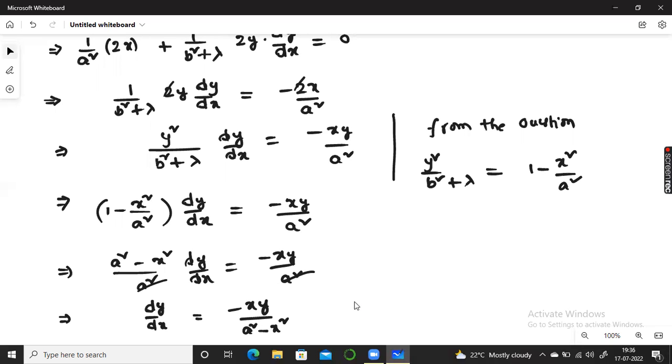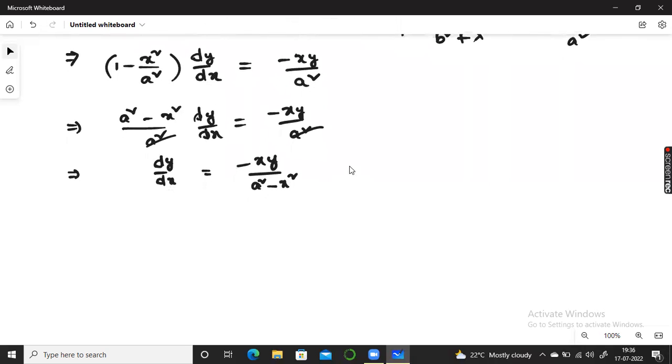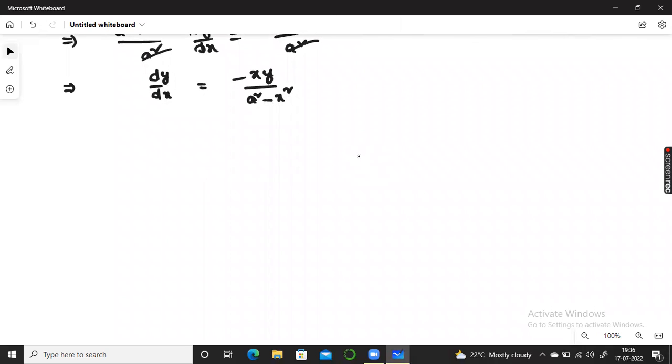See, now the equation has x terms, y terms, and dy by dx terms only. Now you can go for the second step. What is the second step? You have to replace dy by dx with minus dx over dy. Step 2, because you are going to find the orthogonal trajectory of the given curve. So you have to replace m1 with minus 1 by m1.